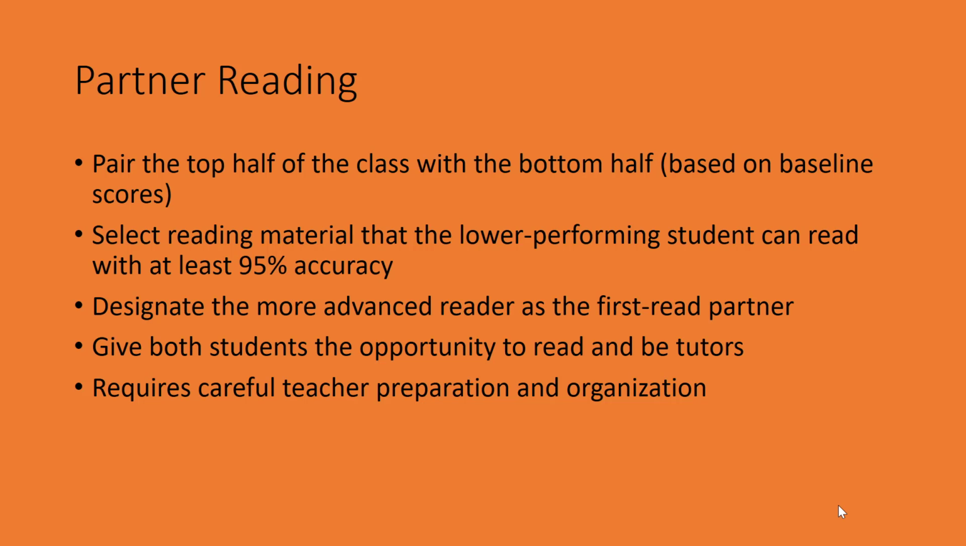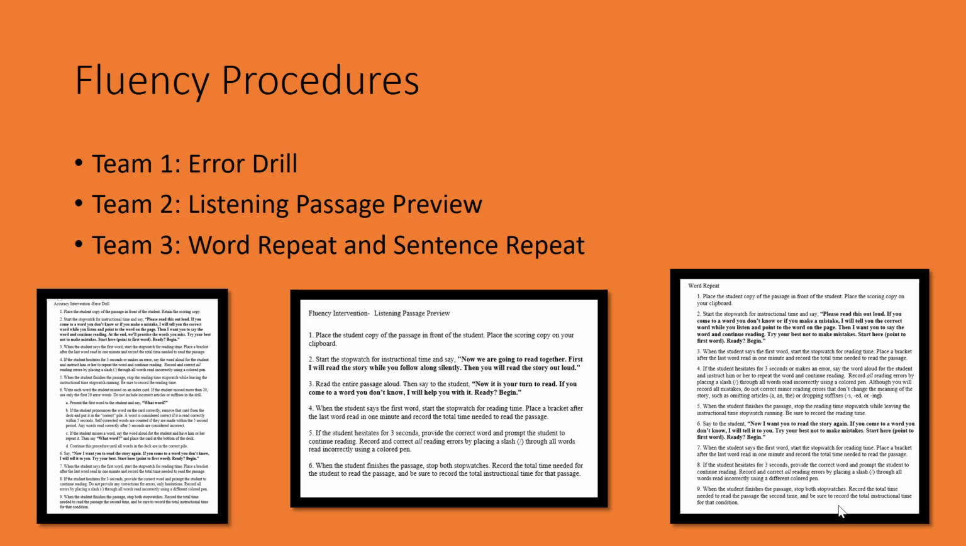Partner reading is a strategy where you pair the top half of the class with the bottom half of the class based on baseline scores. Select reading material that lower performing students can read with at least 95% accuracy and designate the more advanced reader as the first read partner. Give both students the opportunity to read and be tutors. This requires careful teacher preparation and organization.